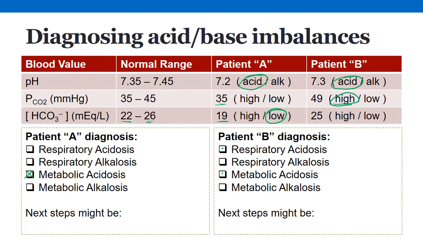So we would say that patient B is suffering from respiratory acidosis. That's probably due to some sort of obstructive respiratory disorder that's keeping too much CO2 inside the body. So the next steps there would be to do a pulmonary workup to try to figure out if something is wrong with the patient's breathing.